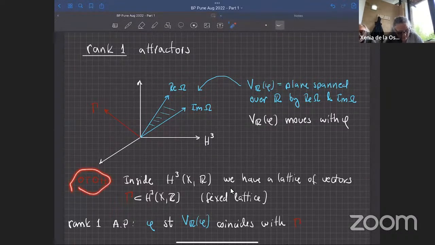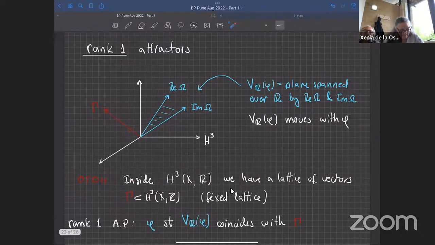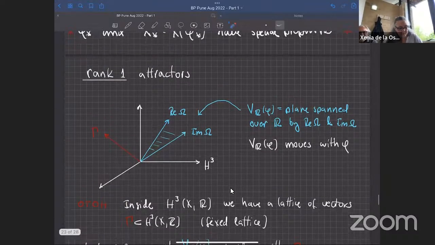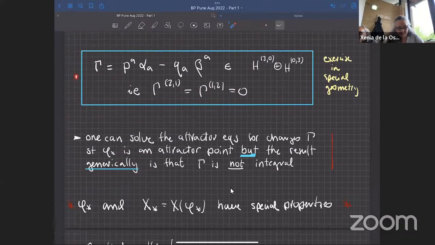On the other hand, inside this cohomology group, you have lattice vectors in the integral cohomology, which is a fixed lattice. You have integer vectors here. So I'm defining what the rank one attractor point is: it is such that this plane coincides with gamma. This plane is H^{3,0} plus H^{0,3}. And when this coincides with this one, then you have a rank one attractor.